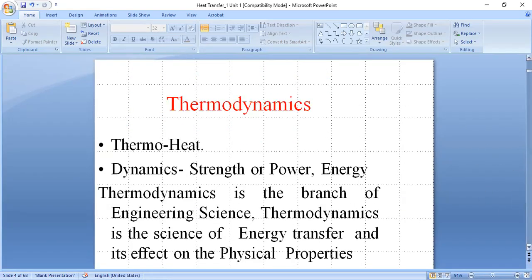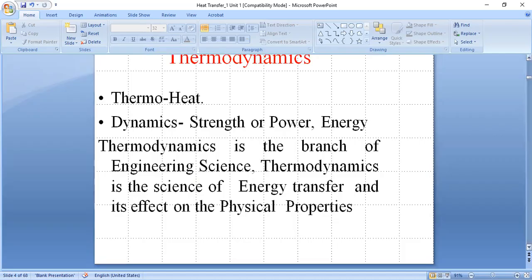What is meant by thermodynamics? The word thermodynamics comes from the Greek language. Thermo means heat, dynamics means strength or power or energy. Thermodynamics is a branch of engineering science. Thermodynamics is the science of energy transfer and its effect on physical properties.